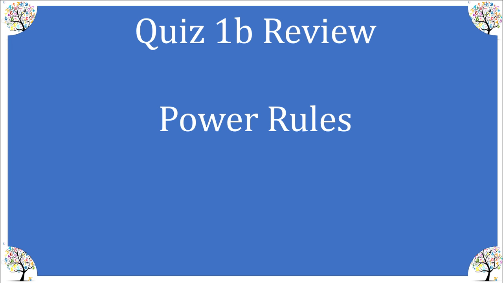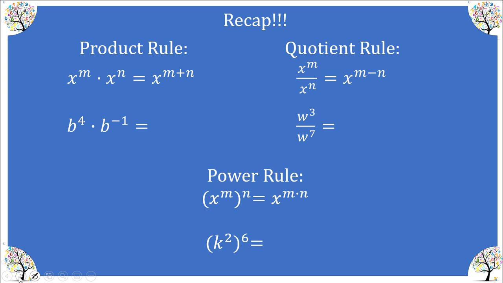Okay, for this video, we're going to review the power rules. So let's do a recap. We have the product rule. Our goal is, if we have two bases that are the same and we're multiplying, we can write this as one factor. The way we do that is we combine the exponents by adding. For example, we have b to the fourth times b to the negative 1. We can really just write that as a single b factor, and we add the exponents and we get positive 3.